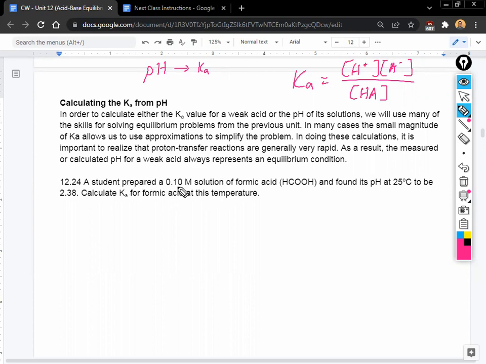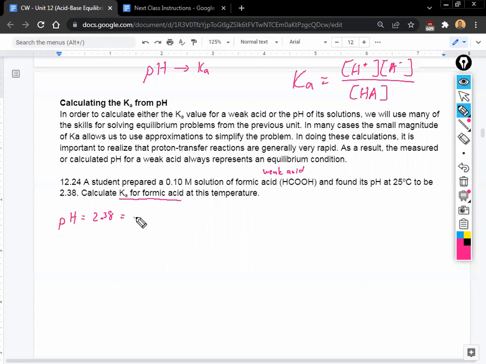But here we have a 0.1 molarity solution of formic acid, and the pH is 2.38. Now I do want to point out that formic acid is a weak acid. It does not dissociate completely. And we're trying to find the Ka for formic acid. If you think you could try this on your own, feel free and go ahead, but I'm going to take it step by step.